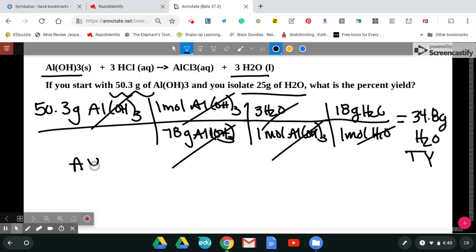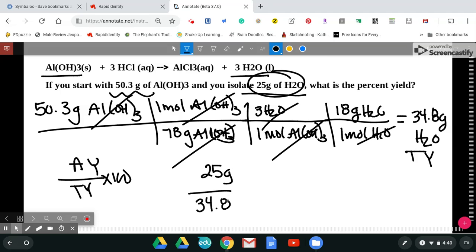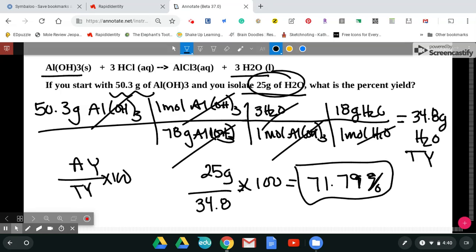Remember, actual yield divided by theoretical yield times 100. My actual yield is 25, so 25 grams divided by 34.8 times 100, and I should get roughly 71.79%. Okay, so that's how you do percent yield.